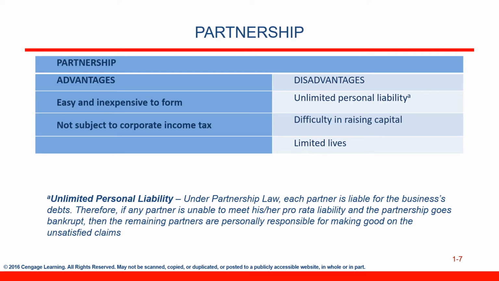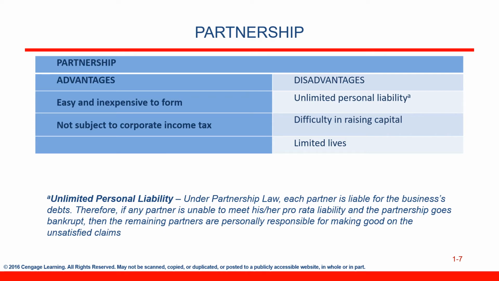How about partnership? For partnership, one of the advantages is it is easy and inexpensive to form. Mere consent of two or more persons can already create a partnership. Also, it is not subject to corporate income tax, so there is a lower income tax rate because it is subject to a progressive rate, unlike the corporation, which is subject to a fixed rate, which is 30%.